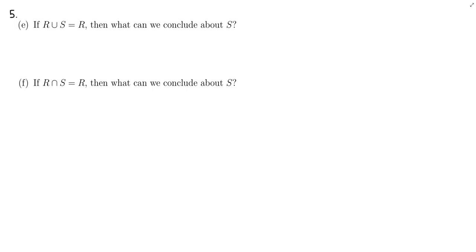The first one tells us that we have two sets R and S whose union, right? So that's all the elements that are in R combined with all the elements that are in S. We know that that union is equal actually to the original set R. And the question is what can we conclude about the set S? So let's try to draw a picture.